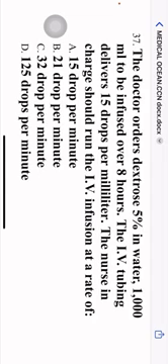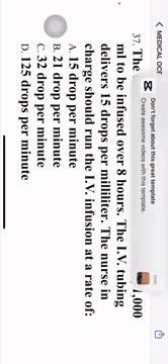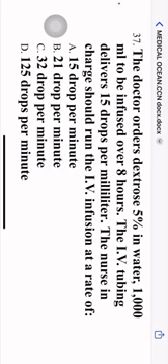Question 37: The doctor ordered dextrose 5% in water, 1000 ml to be infused over 8 hours. The IV tubing delivers 15 drops per milliliter. The nurse in charge should run the IV infusion at a rate of 15 drops per minute, 21 drops per minute, 32 drops per minute, or 125 drops per minute. Which one of the following is correct? Calculate it and solve. Option C is correct, 32 drops per minute.